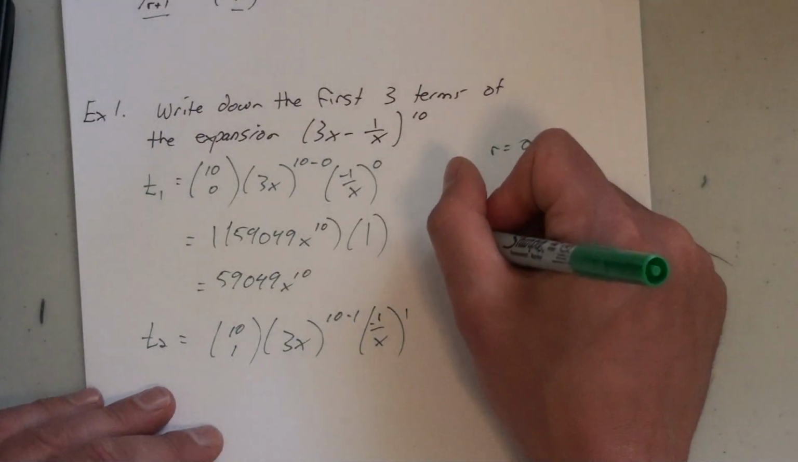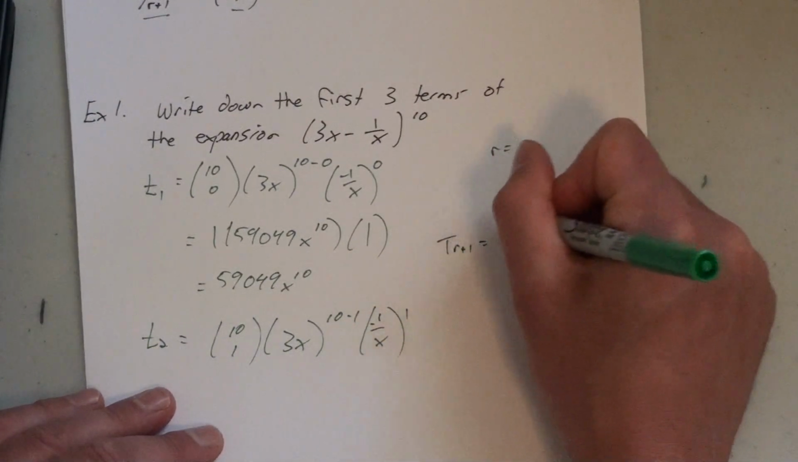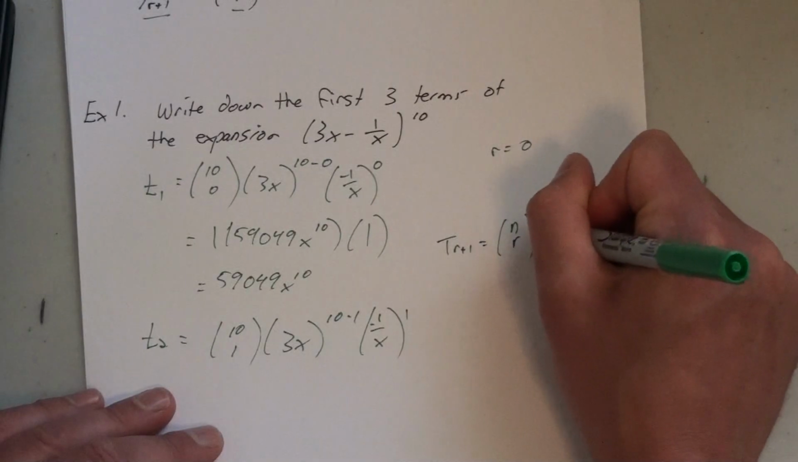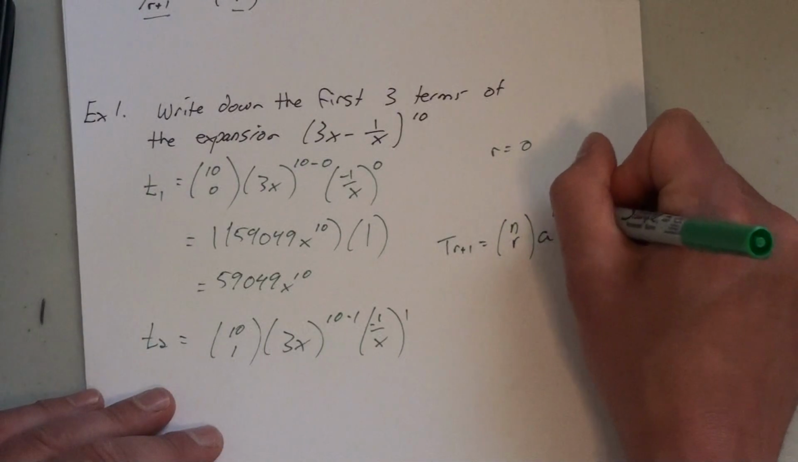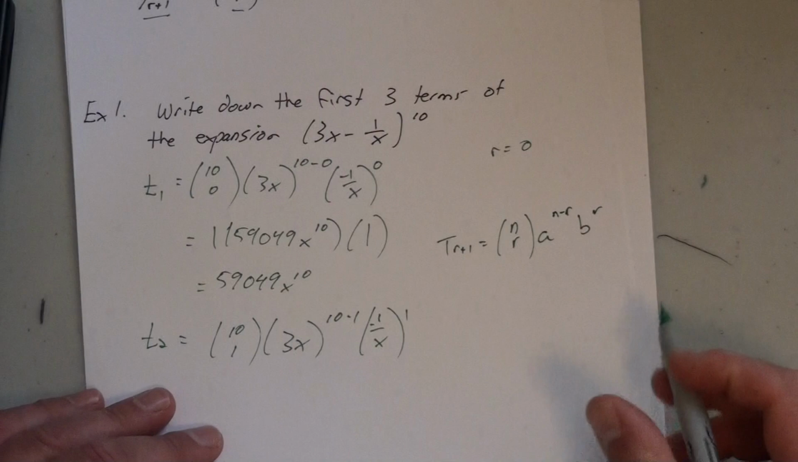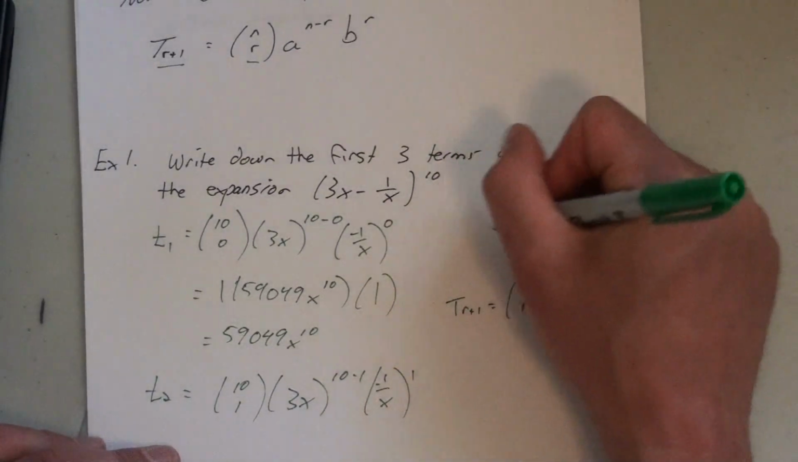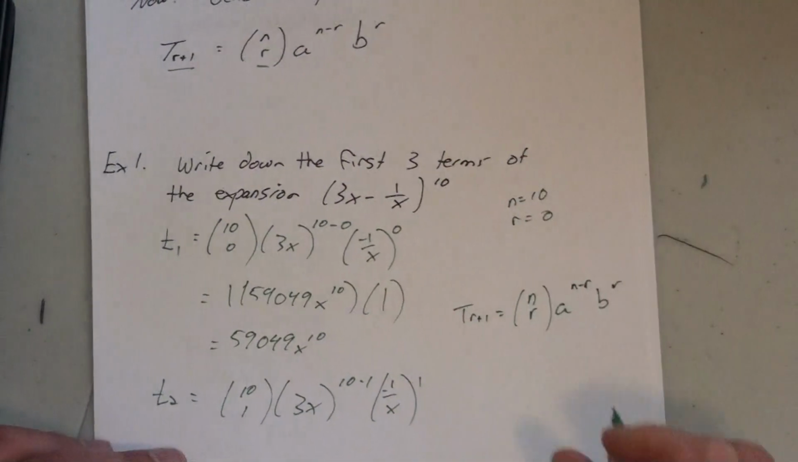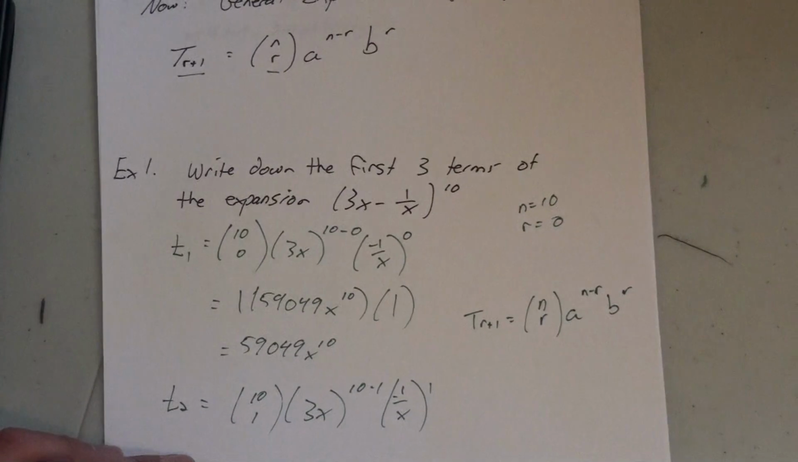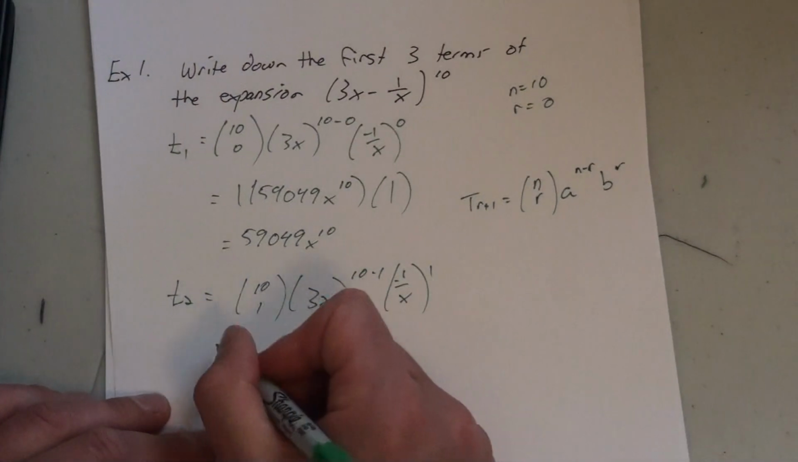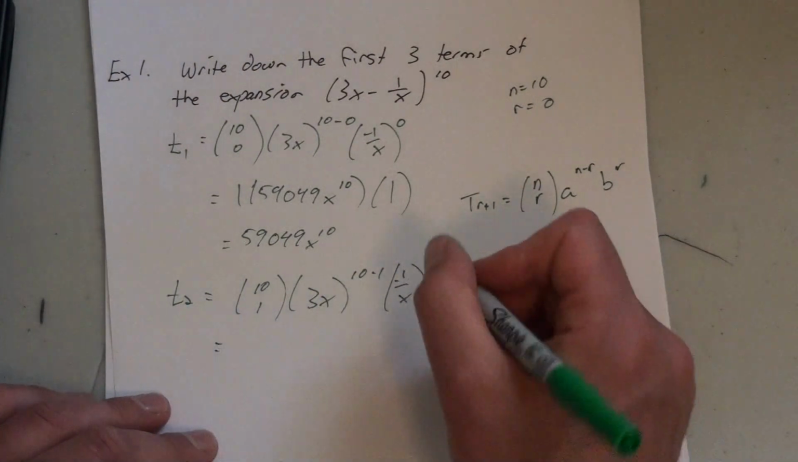Okay, remember your formula. T r plus 1, n choose r, first term to the n minus r, second term to the r. N would be your exponent in the Pascal's triangle, the row in the Pascal's triangle. And so you're going to have to do a little bit of work on that to figure all that out.